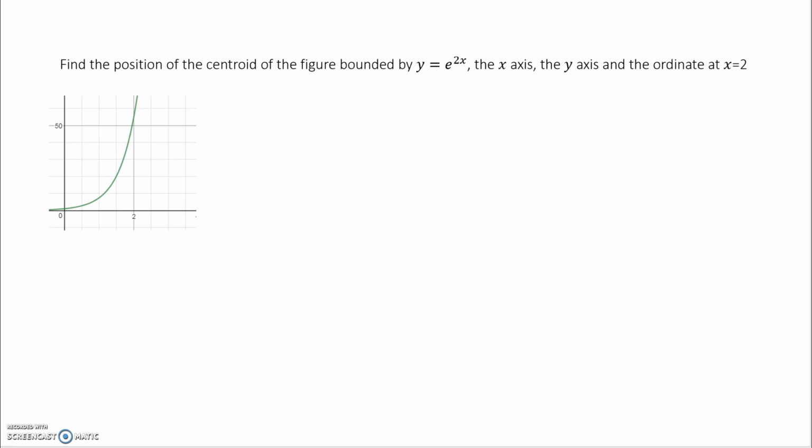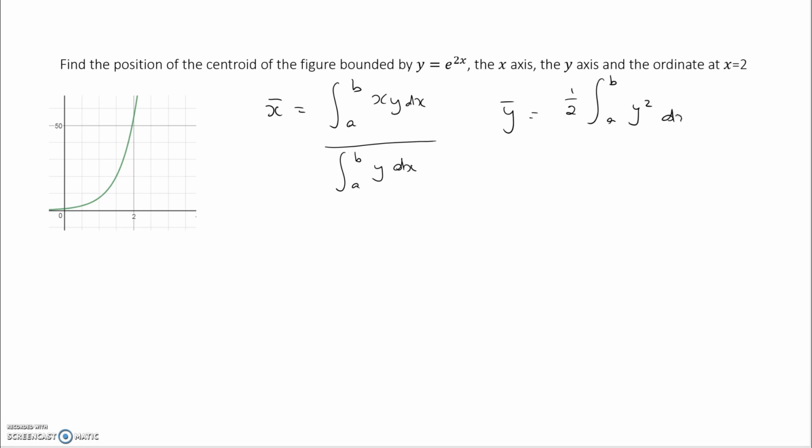Now, just in case you don't have your formula sheets with you, the x-coordinate is the integral between a and b of xy dx over the integral between a and b of y. And the y-coordinate is a half times the integral between a and b of y squared over the same bottom line as before.